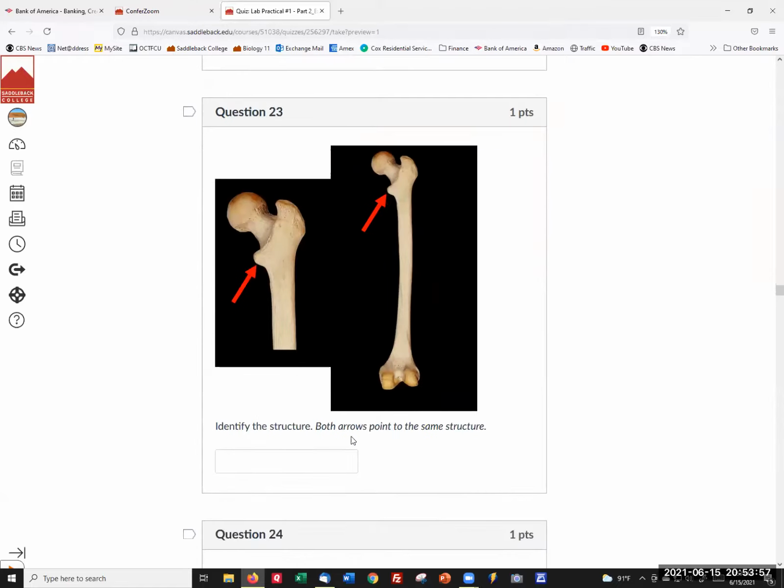Okay. What do we got here? This is the posterior side. Here's the intercondylar fossa, head, neck, and here's the greater trochanter, and this is the lesser trochanter. If you just sort of put trochanter, forget it.